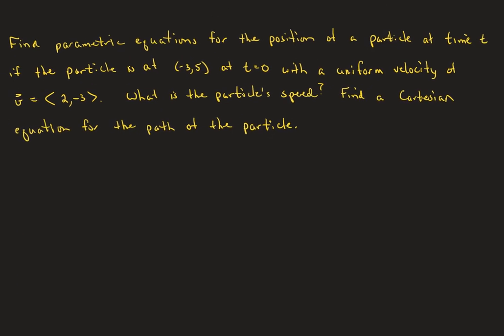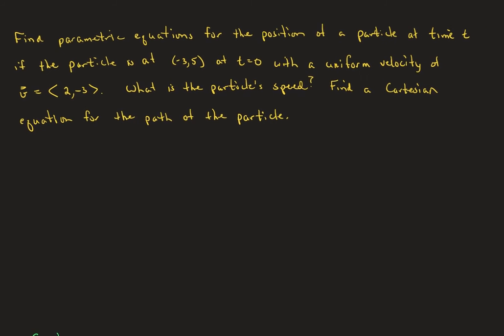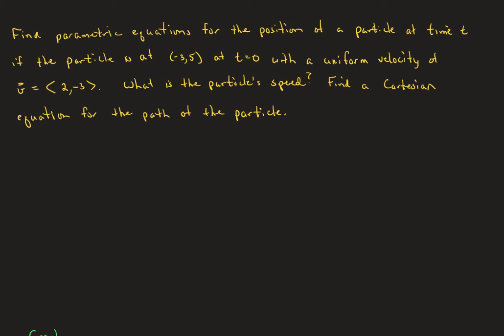Okay, let's see if we can find parametric equations for the position of a particle at time t if the particle is at -3, 5 at t equals 0, and has a uniform velocity of 2, -3. We don't really need a picture, but if it helps, we're going to start at this point right here. I'm going to call that point A. We've got a direction vector of 2, -3. So if we go over 2 and down 3, we're going to go this much every time we increment t by 1.